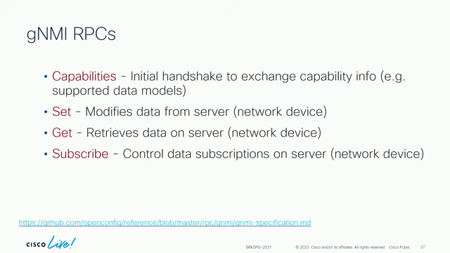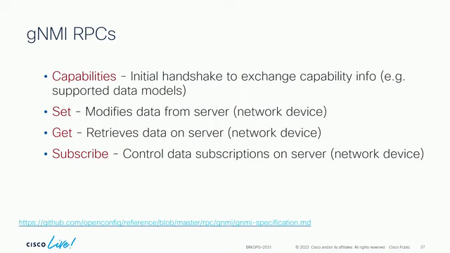Within gNMI, there are only four RPCs available to you. The first is Capabilities. Capabilities is a kind of service utility which is not used to manipulate the box, update operational data, or perform some action on the device. Capabilities just tells you what the device is capable of: which gNMI specification version is supported, which encodings are available, and which models it supports. That's pretty straightforward.